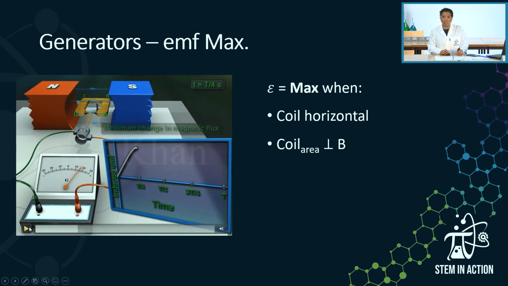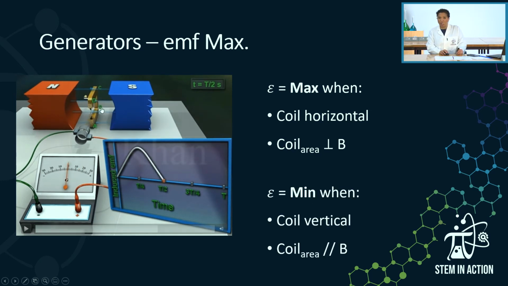Let's continue rotating the coil. We will see that now the coil is in a vertical position. If we draw a normal to the area of the coil, it is parallel to the magnetic field. So when the coil is in a vertical position, if we look at the area of that coil, we can see that the area is parallel to the magnetic field. In this orientation, the induced EMF is at a minimum. And we can see that the graph cuts the x-axis. If we read off the voltage, it's 0 volts.